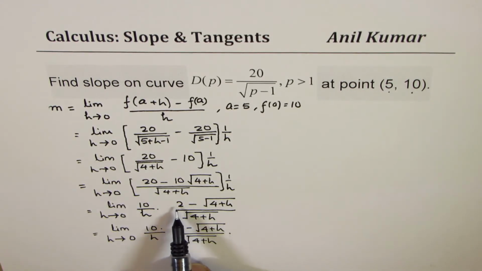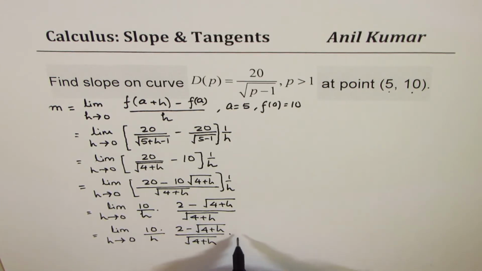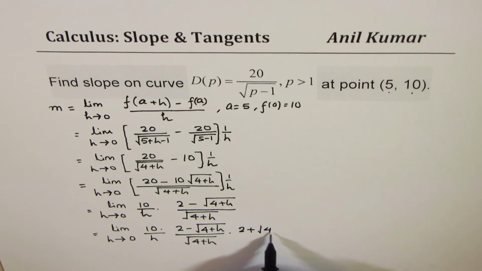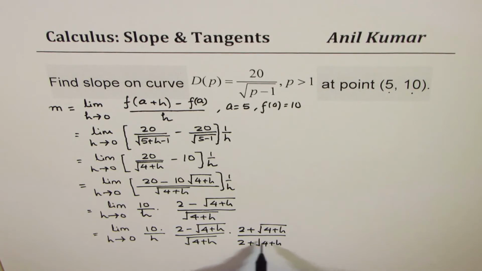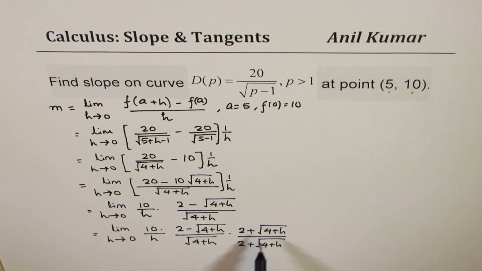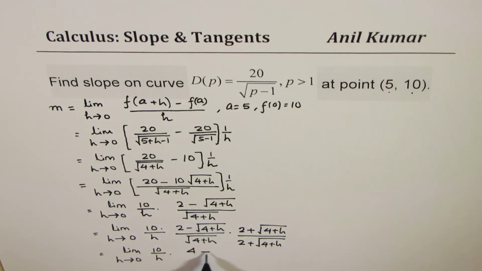Rationalizing means multiplying and dividing by the conjugate. So here the conjugate is 2 plus the square root of 4 plus h, divided by 2 plus the square root of 4 plus h, correct? Now when you multiply this, you get a difference of squares. So I could write this as the limit as h approaches 0 of 10 over h times the square of this, which is 4, minus the square of that, which is 4 plus h, over the square root of 4 plus h times 2 plus the square root of 4 plus h, right?